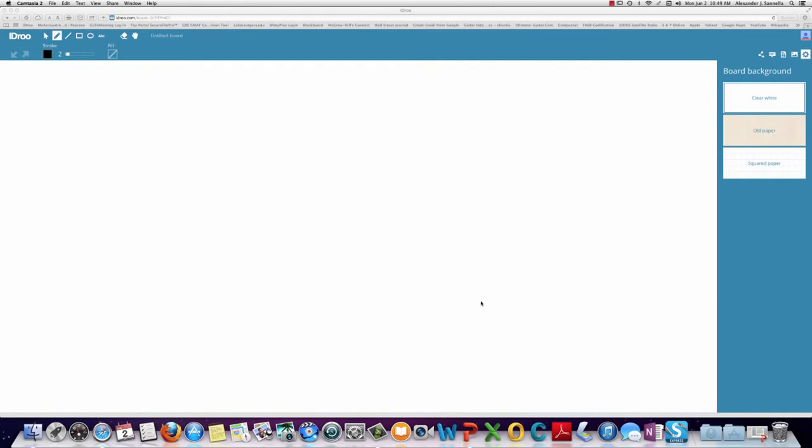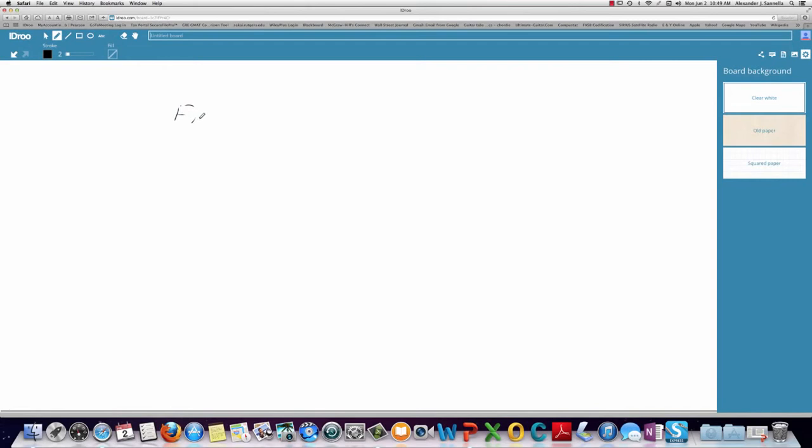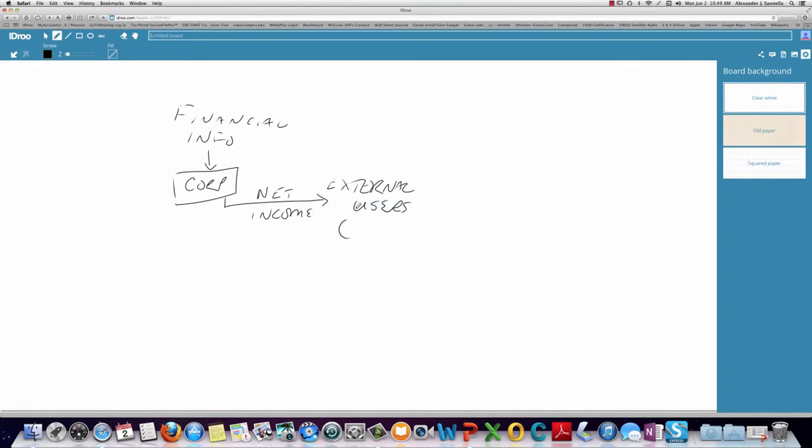So if we go to the whiteboard, you can see that if we took financial information and we think about this from a corporation standpoint, this is a corporate entity, and they would then report, let's say, the net income for the period. And that's their profit. That's going to go out to external users. Well, let's say that external user is an investor. The investor makes a decision. That decision might be to buy the stock. And that would bring capital flows back to that corporation.